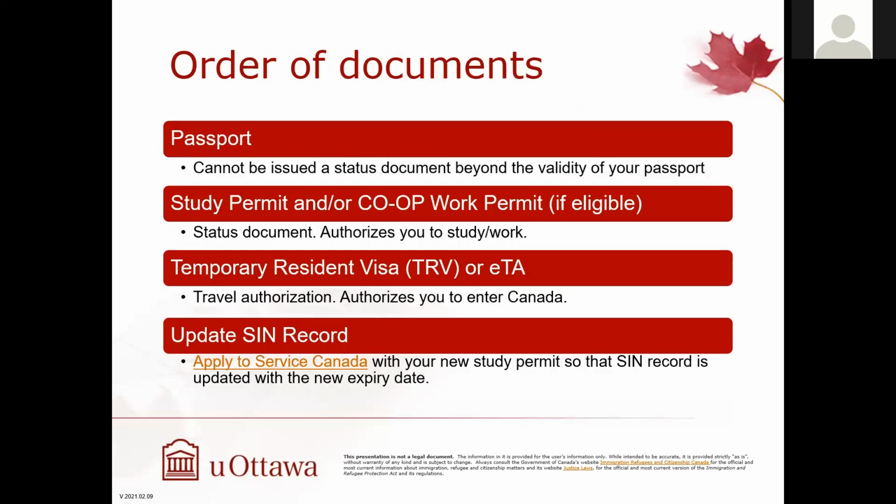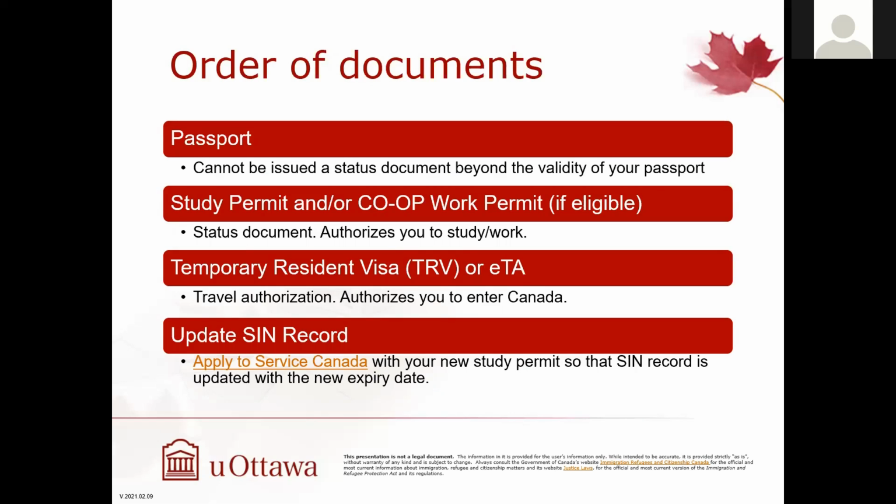So, what order should you be renewing or extending your documents? This is a question we get very often. Basically, you always want to start with your passport. You can't be issued a status document that goes beyond the validity of your passport. Your passport always has to be valid for at least 6 months when you go to extend either your study permit or your work permit. So that's always step 1, passport.